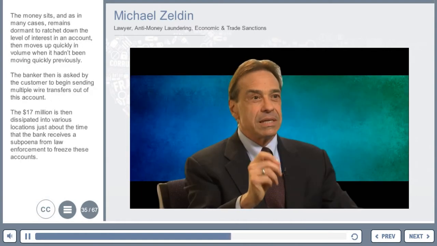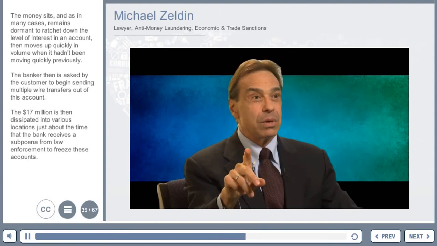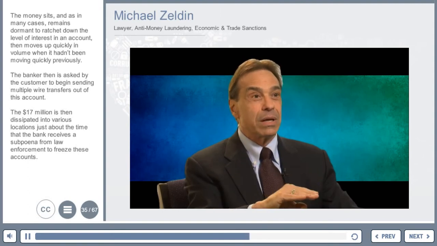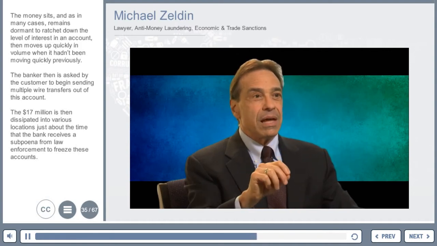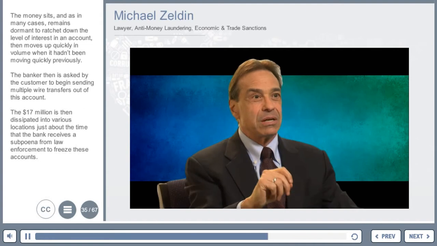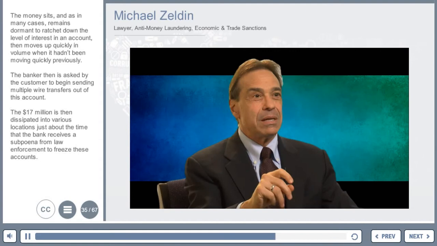The money sits and, as in many cases, remains dormant to ratchet down the level of interest in an account that moves up quickly in volume when it hadn't been moving quickly previously. The banker then is asked by the customer to begin sending multiple wire transfers out of this account. The $17 million is then dissipated into various locations just about the time that the bank receives a subpoena from law enforcement to freeze these accounts.